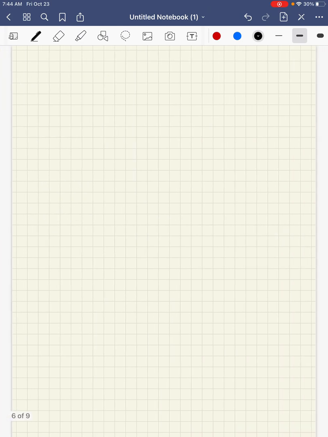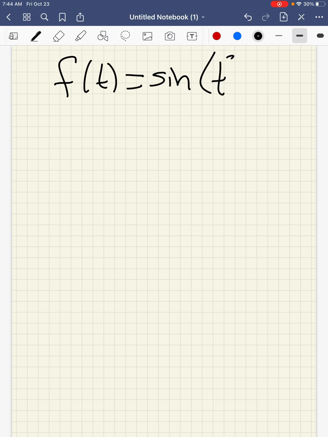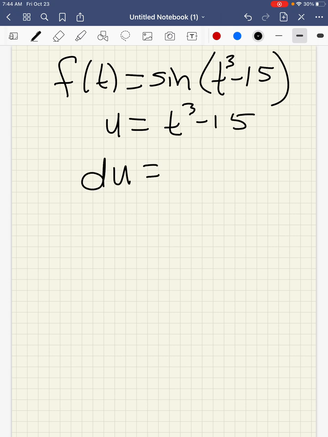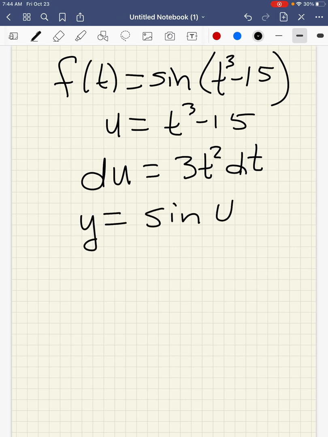All right, on page 198, the next one says f of t equals sine of t cubed minus 15, and it's looking for f prime of t. So I will say that u is equal to t cubed minus 15. So du is equal to 3t squared dt. And then the original problem becomes y equals sine of u. So dy is cosine of u du.